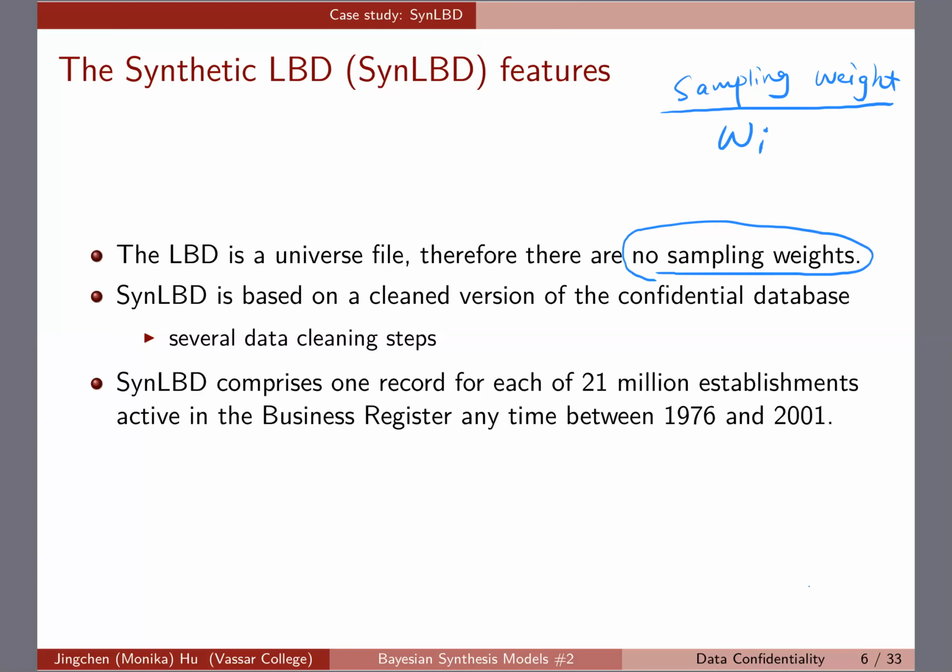We won't go into detail; I personally don't know too much about it anyway. But the LBD is a census, so there are no sampling weights and you don't have to worry about them. In a lot of survey methodology research, you have to worry about how to model or use the sampling weights. It's a big thing, but for the LBD we don't deal with it because it's a census.